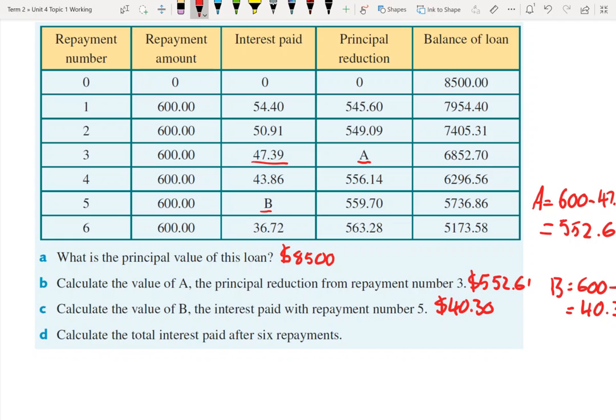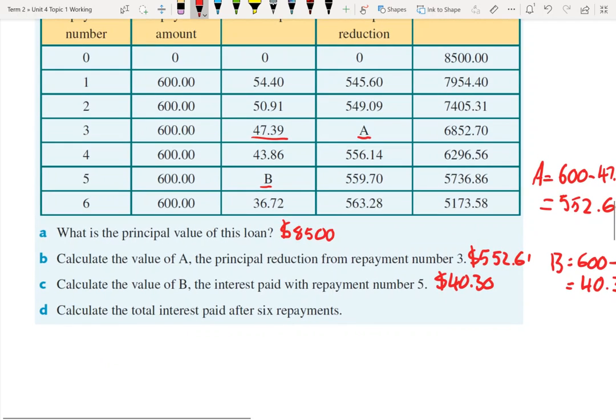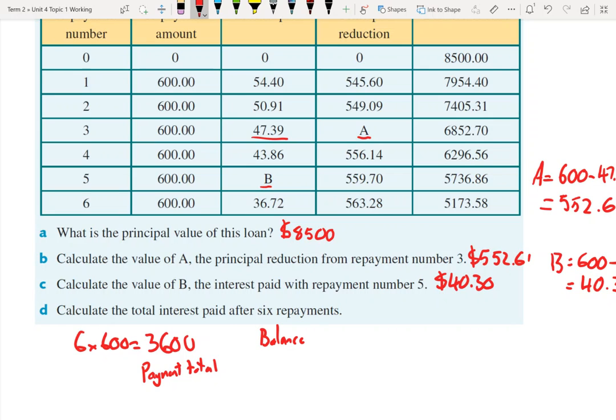Over the 6 compounding periods, I paid 6 lots of 600. So 6 times 600, and that's going to equal $3,600. I also know how much the balance has gone down. So this is my payment total. The balance reduction, how much money of the principal we've actually paid off our account, is just going to be how much we started with minus how much is left.